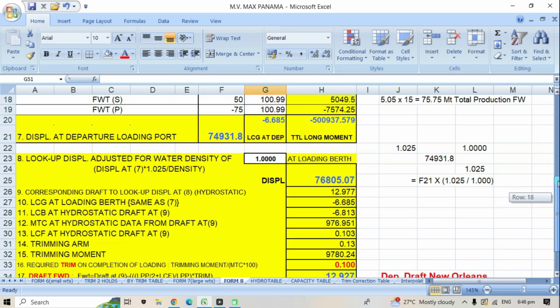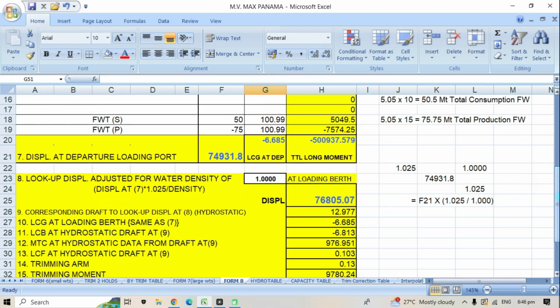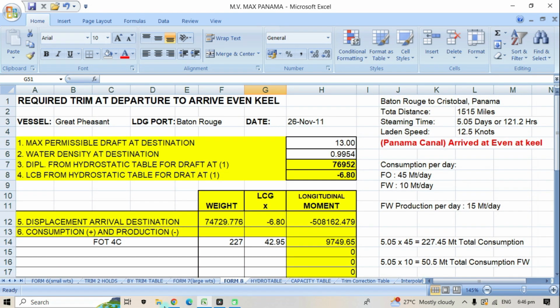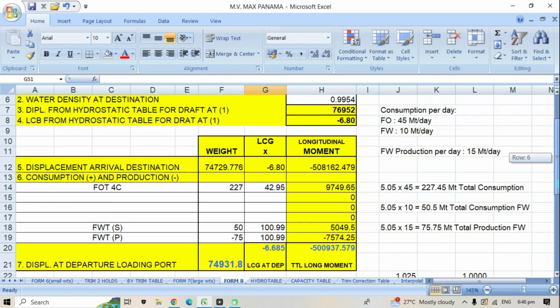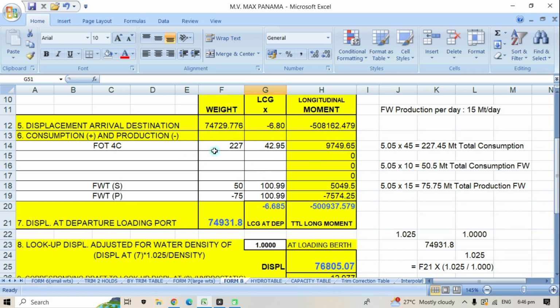Now, by this form, he has to arrive at Panama. So in here we just go to number 7. He has already a displacement here of 749318. This is the new displacement because he's already added weight here. Added weight in FO fuel tank 4C of 227 and press water of 50 tons, and he has a consumption of 75 metric tons.